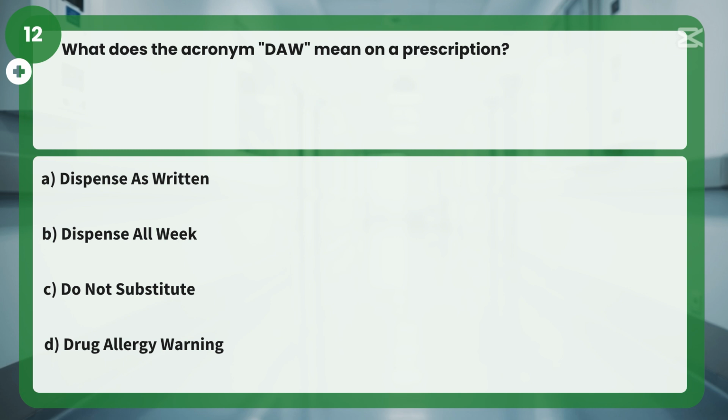Question 12. What does the acronym DAW mean on a prescription? A. Dispense as written. B. Dispense all week. C. Do not substitute. D. Drug allergy warning.